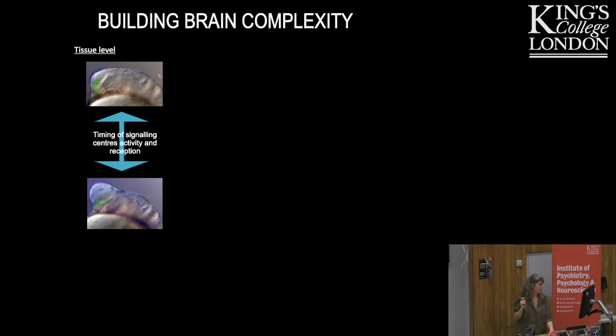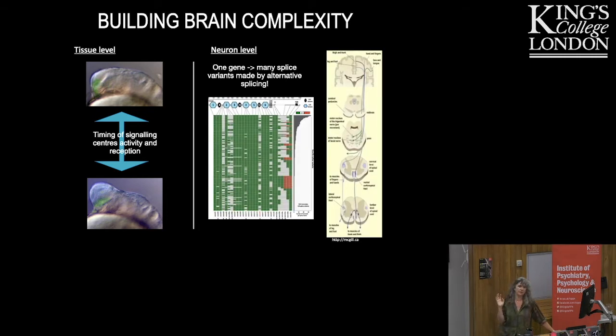Now, what I will speak about is the second side of my lab, which actually looks at generation of complexity at the level of the neuron. And so in the neuron, we know that the neuron is a very big beast, a very special cell, because compared to any other cell, it's actually incredibly big.